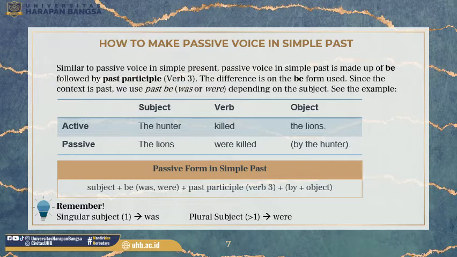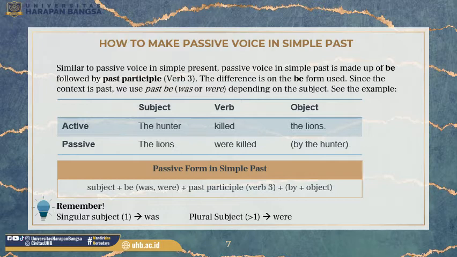Nah, so what makes a difference? Apa yang membuat berbeda? The difference is on the be form which is used. Jadi perbedaannya adalah pada bentuk to be-nya. Okay, since the context is past, we use past be, yaitu was atau were, depending on the subject. Kalau yang tadi konteksnya adalah simple present, maka to be atau be yang kita pakai adalah is, am, atau are.